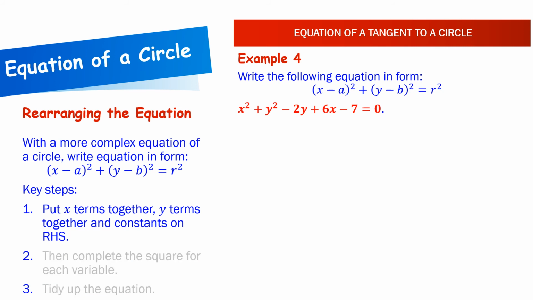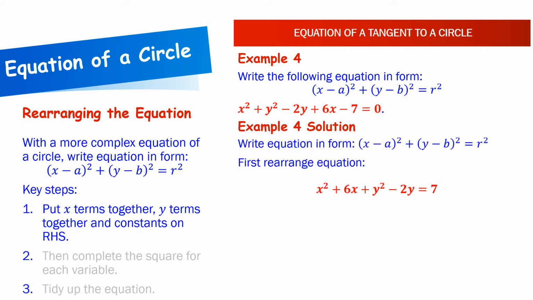So first, rearrange the equation by putting the x terms together and the y terms together, and the constants on the right-hand side. So here we have the x terms, and here we have the y terms, and here we have the constant on the right-hand side.